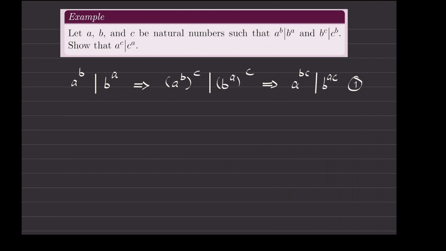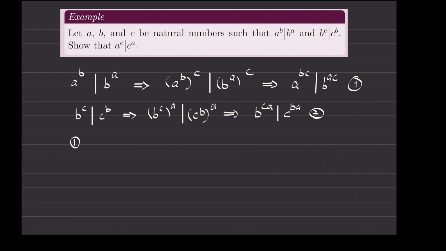Okay? And now I start from the other one. b to the c divides c to the b, I raise both sides to power a. So then it means that b to the power of c to the power of a divides c to the power of b to the power of a. But then this means b to the power of ca divides c to the power of ba. I call it number 2.